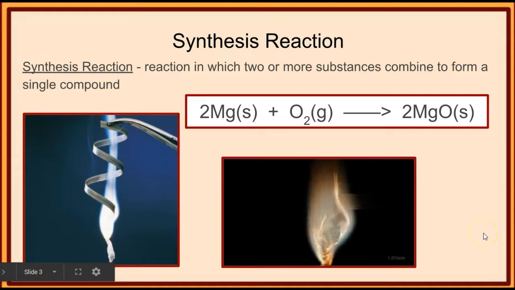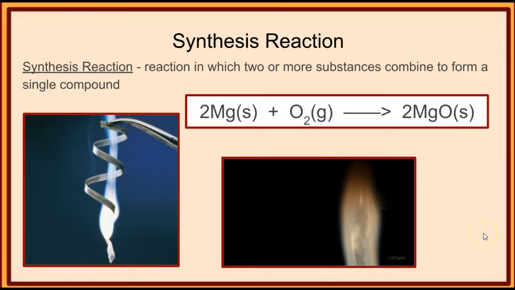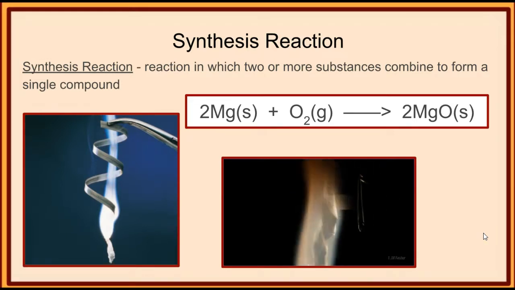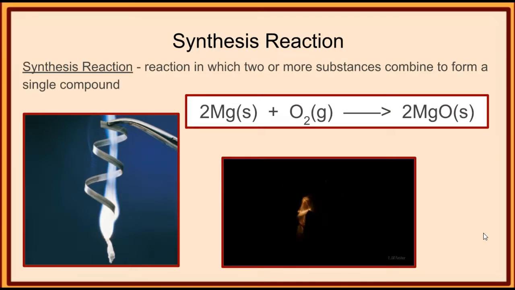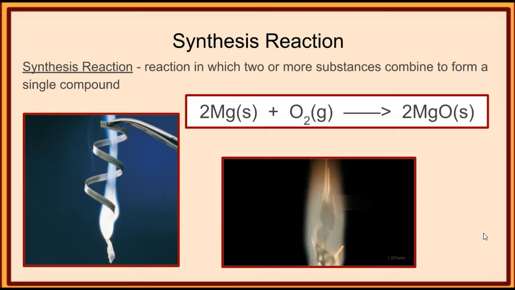This shows the reaction taking place. You can see that it's an exothermic reaction because light and heat are given off. The two reactants form one product in this type of reaction.